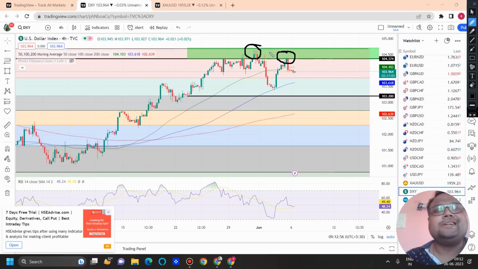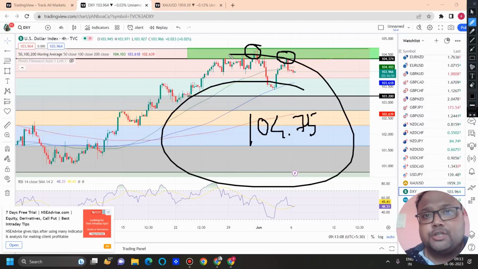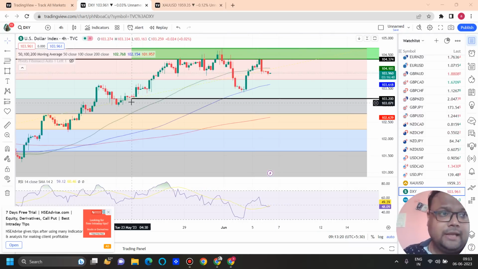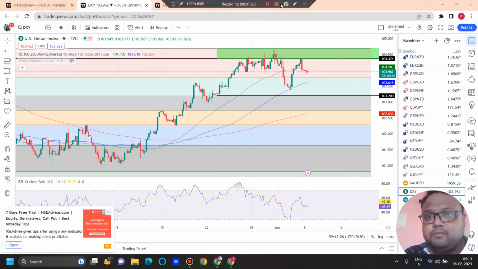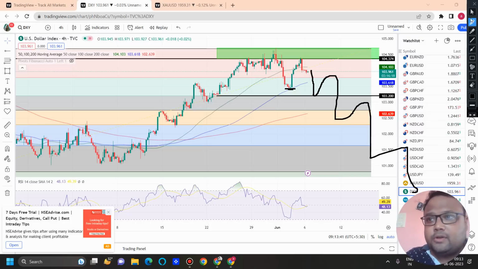So if DXY wants to continue the uptrend, if DXY wants to establish the trust again that it is bullish, then DXY will have to cross 104.75. Then only we will get the confirmation that the market is in an uptrend. And in case DXY starts falling or shows a few red candles, then obviously the uptrend of DXY will be under pressure. And especially if DXY breaks the previous low here, then obviously there is a high chance that the trend of DXY will reverse in the coming days.